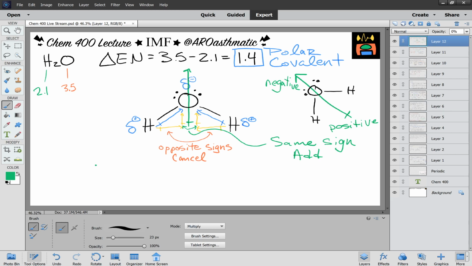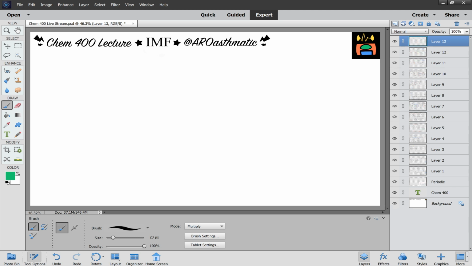All right, now, up to this moment in time, every example that we've looked at, if we've had polar bonds, we've had a polar molecule, but that isn't always the case. Take, for example, carbon dioxide, which looks like this.